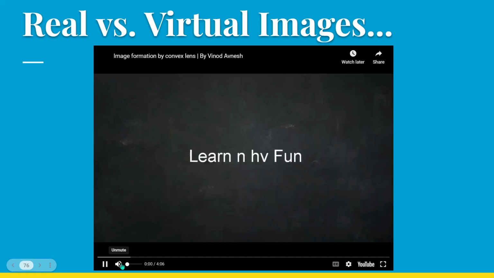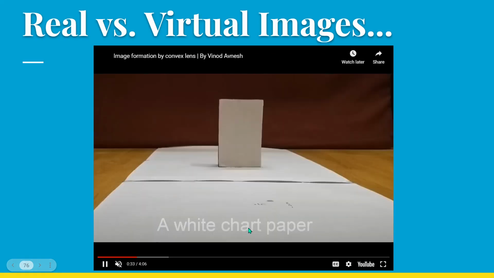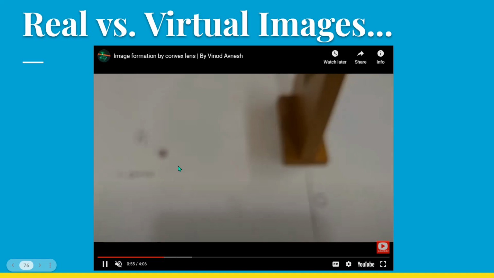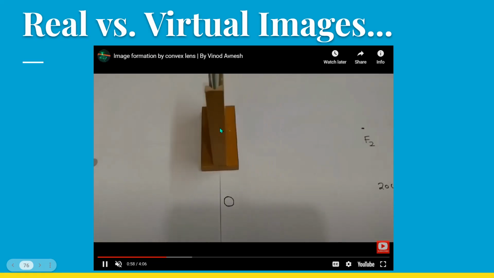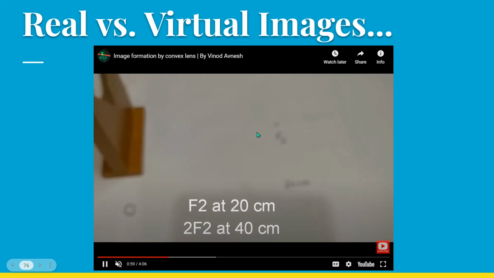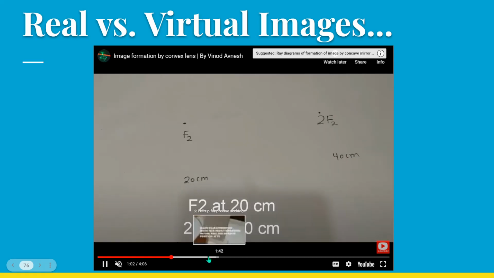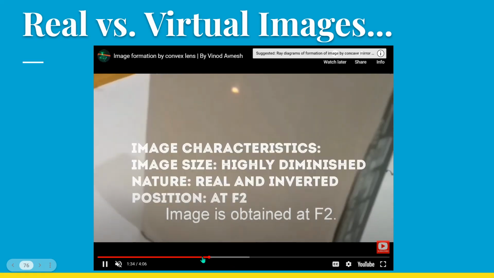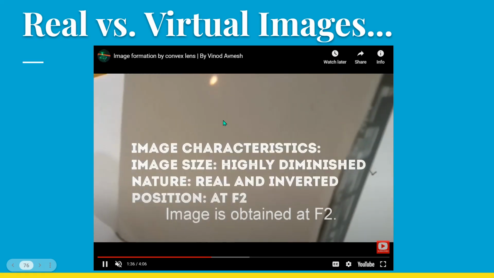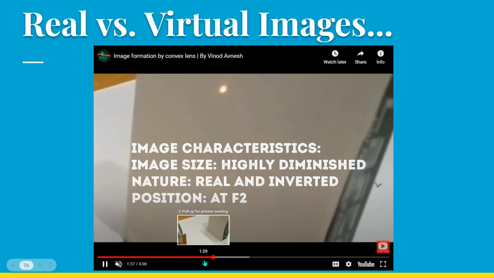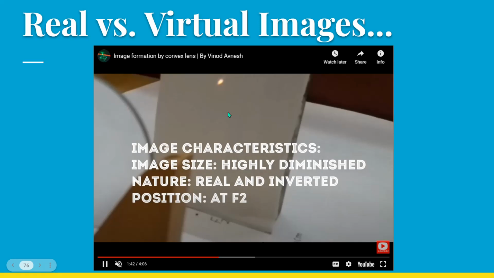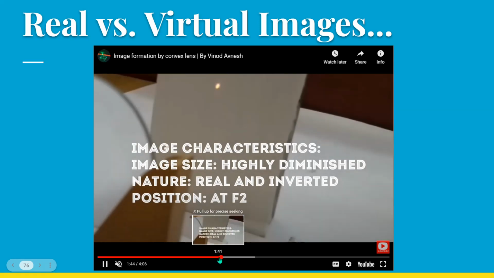So they have a candle and a white piece of paper and a lens. They're going to turn off the lights, and they've marked the different points. There's their focal point, there's their optical axis, there's their focal point on the other side. So anyway, they're marking all the points. You can see here, this is the projection of the actual flame from the candle when they have the candle at 2f. It's projected on this white screen. Here, you can see it right here.